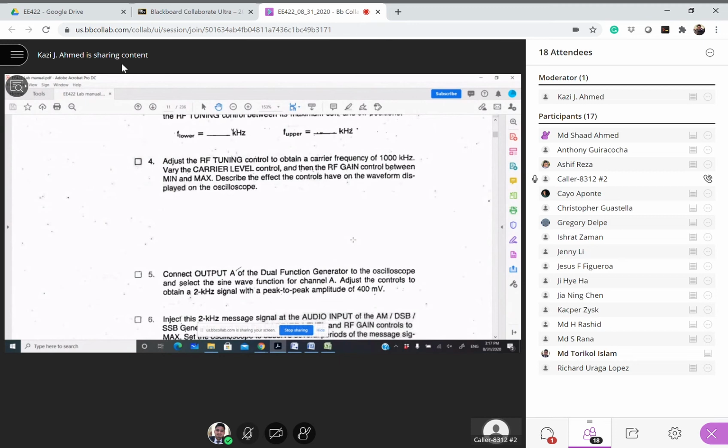Between the lower and higher frequency of the carrier, for this particular procedure, we need to pick the 1 megahertz, like 1000 kilohertz carrier frequency. So how can we do it?